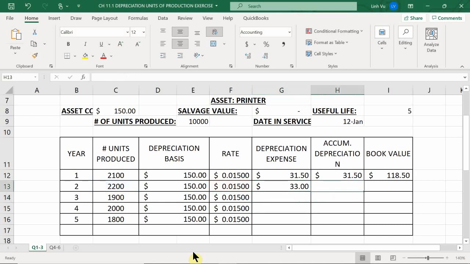Then what is my accumulated depreciation going to be? We add this together to get $64.50. So then what's my total book value going to be? $85.50. Good.